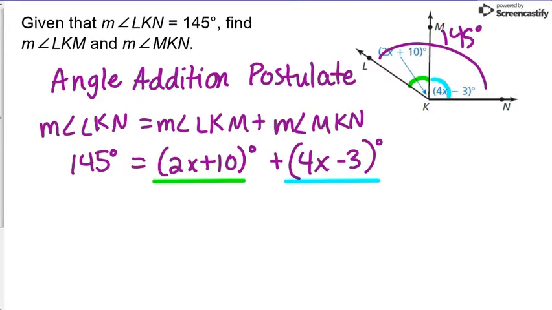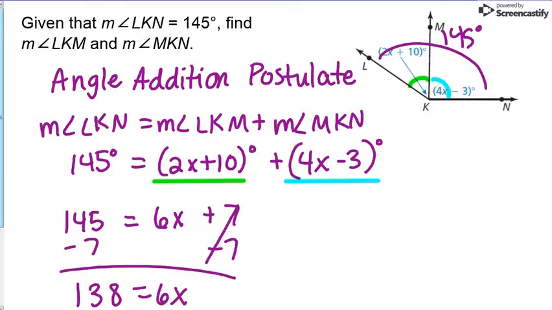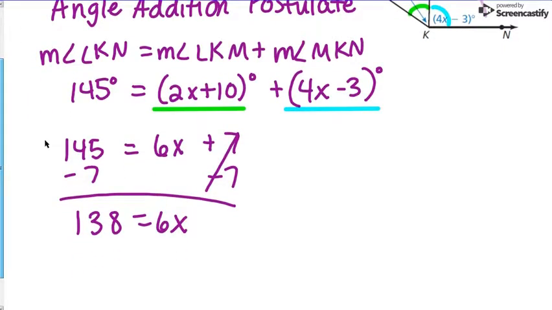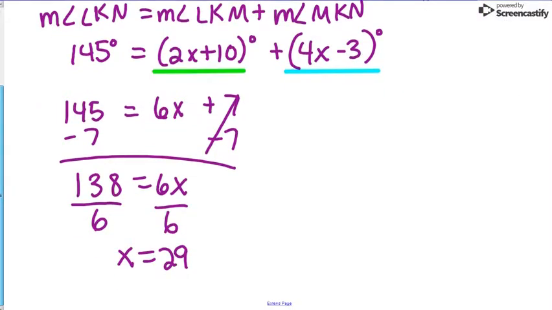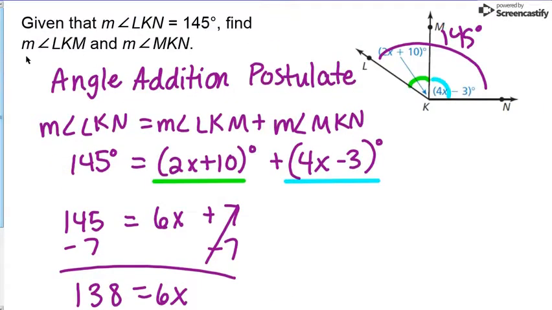First thing I'm going to do is combine like terms. That gives me 145 equals 6x plus 7. So 2x plus 4x gave me the 6x, and 10 minus 3 gave me the 7. Now I'm going to subtract 7 from both sides. That gives me 138 is equal to 6x. Now I'm going to divide both sides by 6, which gives me x equals 23. But did that answer my question? No, because they want me to actually find the angle measurements.